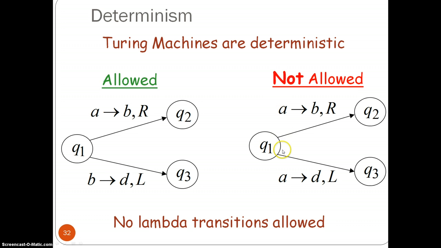But in this next diagram, at state Q1, on reading the symbol A we have two transitions. One transition is writing B at the place of A and moving right, and the other transition is writing D at the place of A and moving left. So this is not allowed. This is a non-deterministic transition, and a Turing machine must be deterministic, meaning only one move is possible for any input. So this is a deterministic Turing machine and this is non-deterministic. Non-deterministic Turing machines are not allowed.